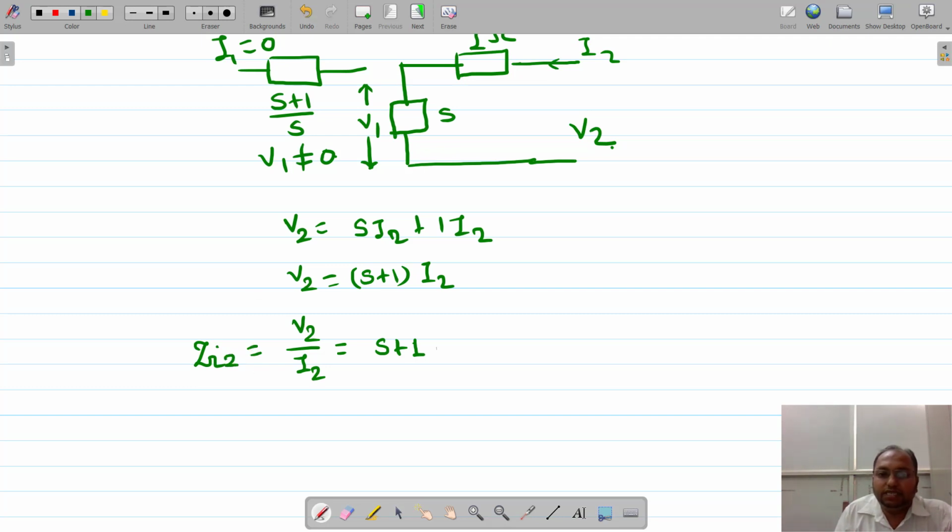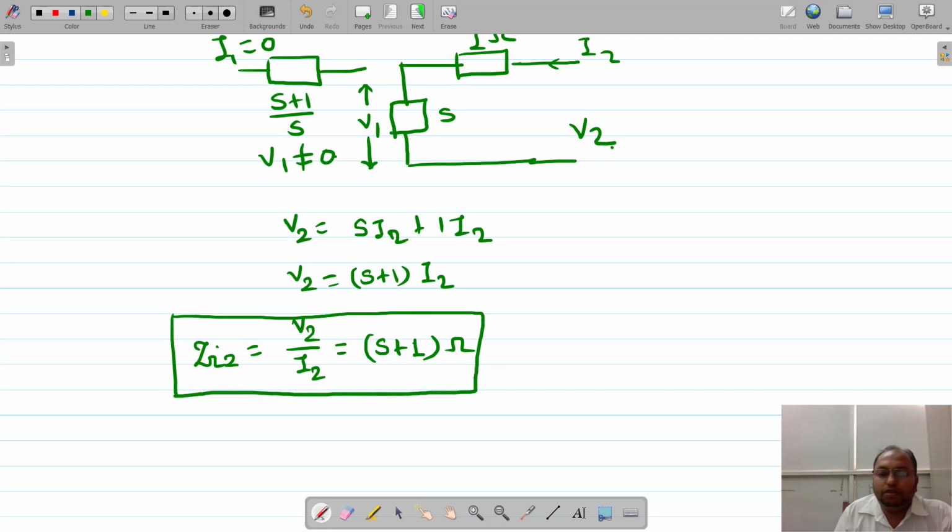I hope it is very easy, isn't it? Up till now we have found out the third parameter. Now let's go to find out the last one. The last one is nothing but V1, the drop across this S. So therefore V1 is equal to S into I2.